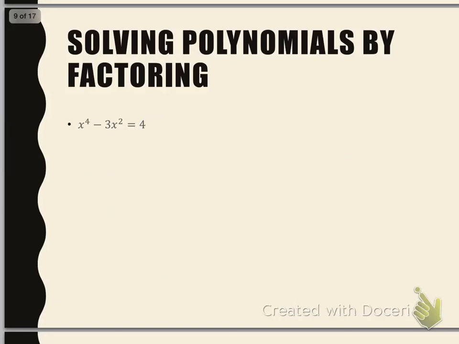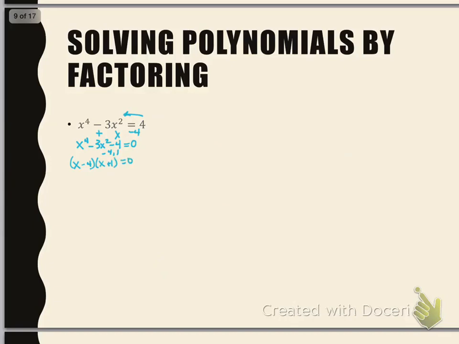So my next one, first we need to get it equal to 0, so we're going to subtract the 4 over. So I'm going to get x to the 4th minus 3x squared minus 4 equals 0. I see if there's a GCF, there isn't one. I see if there's a number to send back, there isn't one. So what multiplies to give me negative 4 and adds to give me negative 3? That is negative 4 and 1. So I got x minus 4, x plus 1 equals 0.